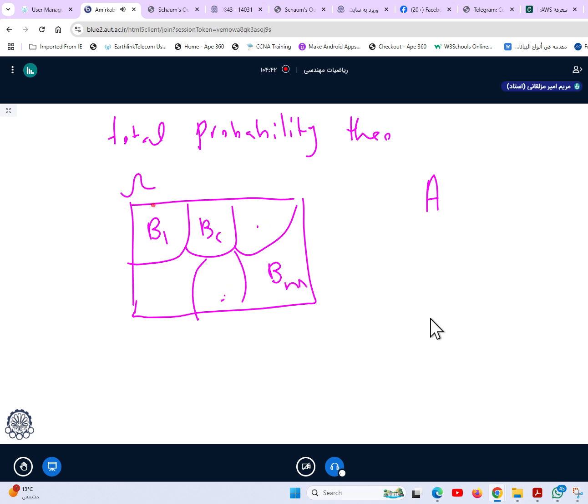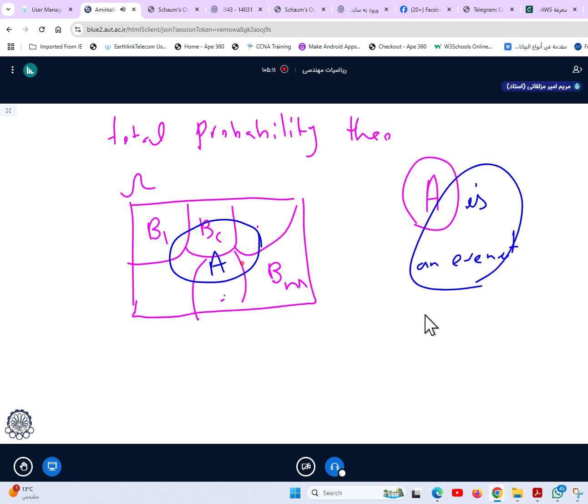We have this sample space omega, and we partitioned it into B1, B2, to Bm. And what's A? It's an important question. Thanks for your question. A is a subset of omega. A is an event. So A is a subset of omega. This picture can help you to understand the total probability theorem better. Is it okay?